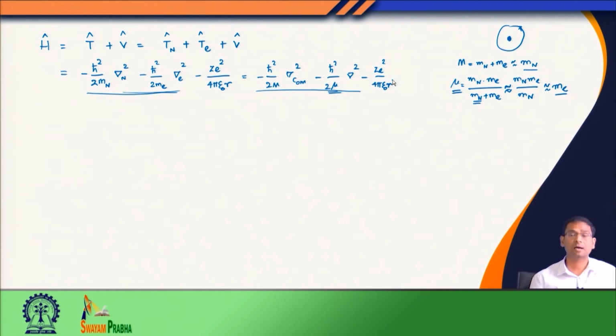Now, let us try to increase the complexity of our problem. Suppose I have now not a hydrogen atom, rather a helium atom. When I have a helium atom, I still have one nucleus. Of course, the nuclear charge changed from hydrogen to helium, but I have now 2 electrons, electron number 1 and electron number 2.